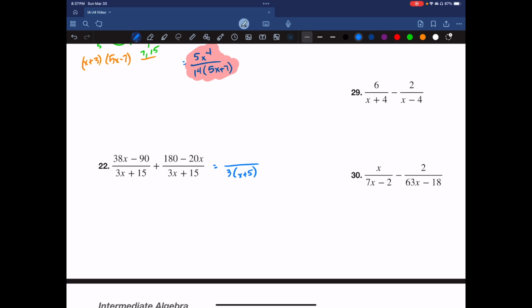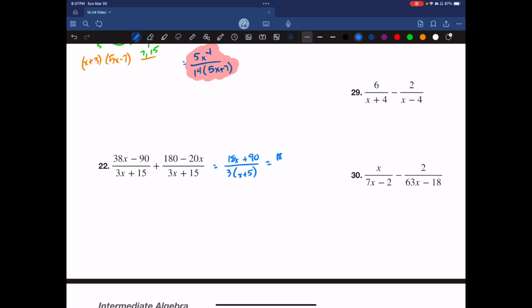All right, 38x minus 20x is going to be 18x. You have a positive 180 and a minus 90, so that's going to be plus 90. Okay, if you know your 5 times tables, you might recognize that 18, if I pull out an 18, I can get an x plus 5 to show up.